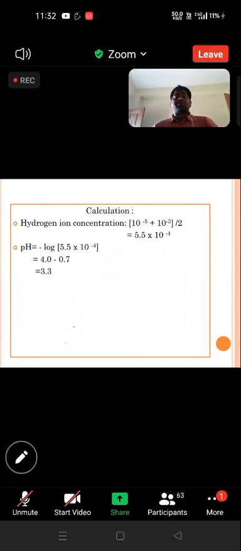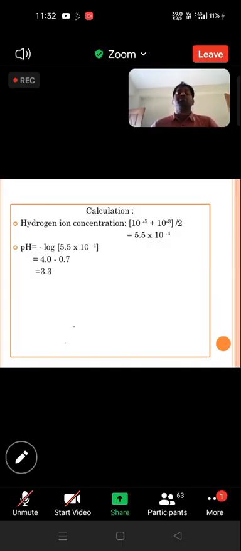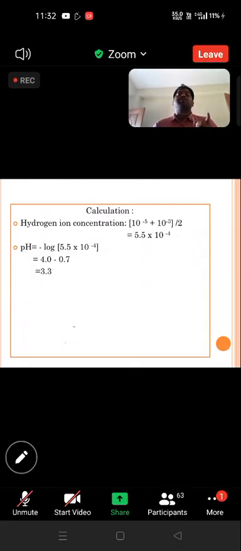So hydrogen ion concentration is 10 to the power minus 5 plus 10 to the power minus 3 divided by 2, that is 5.5 into 10 to the power minus 4. So pH is equal to negative log of 5.5 into 10 to the power minus 4. Negative log of 10 to the power minus 4 is equal to 4, and negative log of 5.5 is equal to 0.7. So final pH will be 3.3.